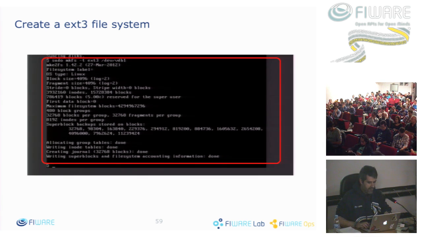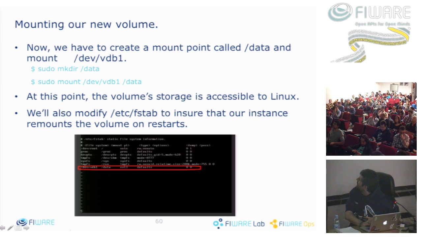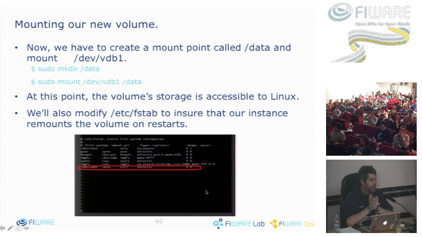And when this operation finishes, you will see the different mount data. You only need to create the place in the directory in which you want to mount the volume. In that case, I select the /data, and I mount in the /data the /dev/vdb1. At that point, I can start to work with them.